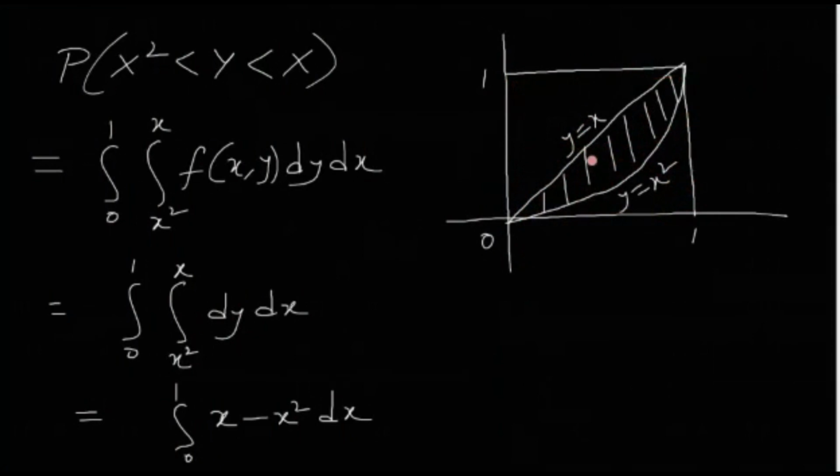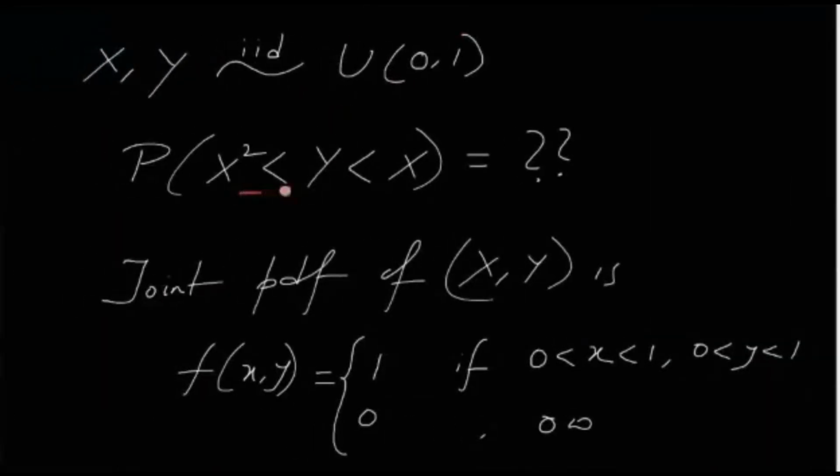You can imagine that there is a sheet hovering over this square at a distance of 1 unit on the z-axis. That is the PDF f(x,y). That function is hovering over this square at a distance of 1 unit from the origin on the z-axis. So now we need to find the probability that Y lies between X squared and X.